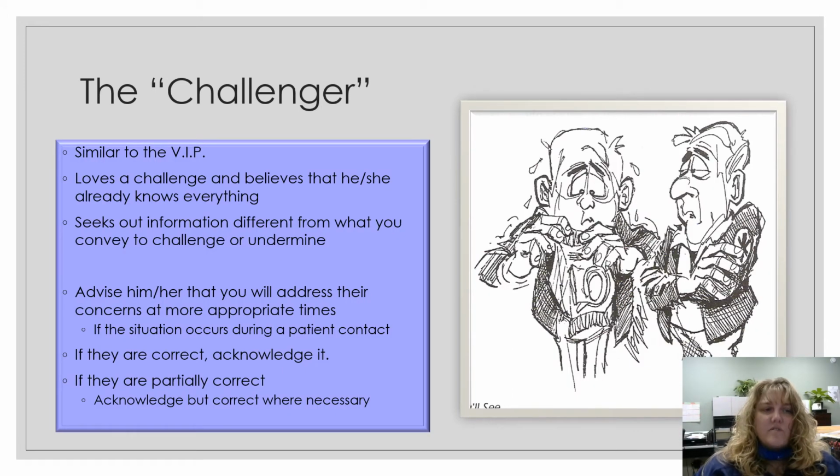Now you have the challenger. This is also very similar to the V.I.P. They love a challenge. They believe that they already know everything, and they're going to seek out information different from what you convey to try to challenge or undermine you as the preceptor. These are the ones that are infamous for Googling their responses or trying to find more information so that they can engage you. But if it's not appropriate, if they do it in the field and you're with a patient, advise them that you'll address their concerns at a more appropriate time. And if they're correct, acknowledge it. Say yeah, and if they're partially correct, make sure you acknowledge, but also correct them where it's necessary.